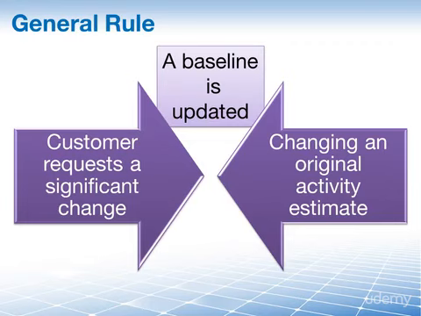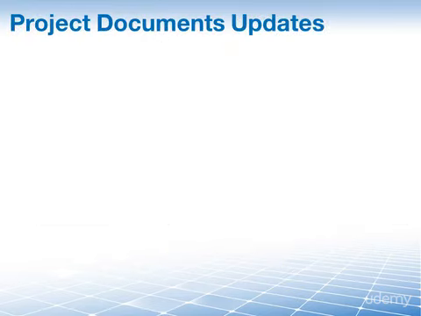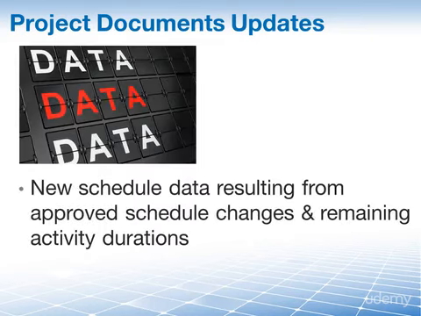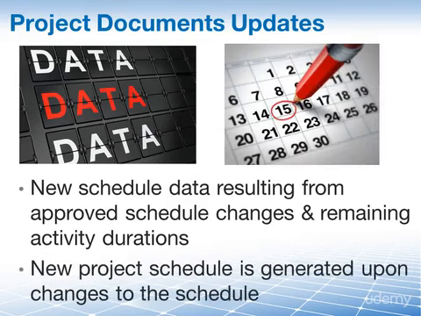For more details on how and when to exactly update your schedule baselines, please take a look at our separate lesson about baselines. There are 2 types of documents that we think of when we look at the project document updates that are an output to this process. First of all, the schedule data. Approved schedule modifications and approved remaining durations are displayed in your new project schedule network diagram. And of course, then the project schedule itself. Schedule changes to the project lead to updated schedule data. This updated data is populated into the schedule model, which generates your updated project schedule.